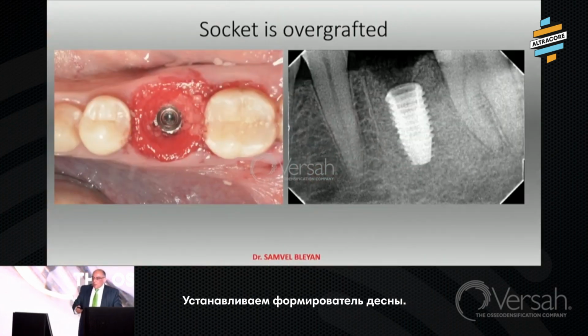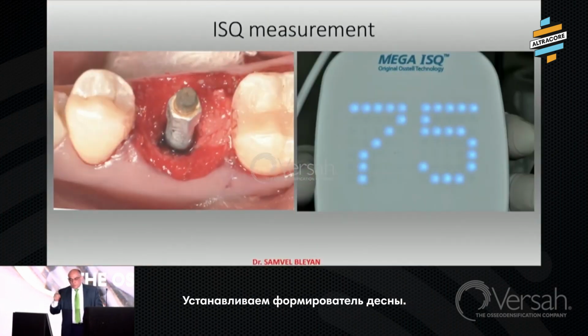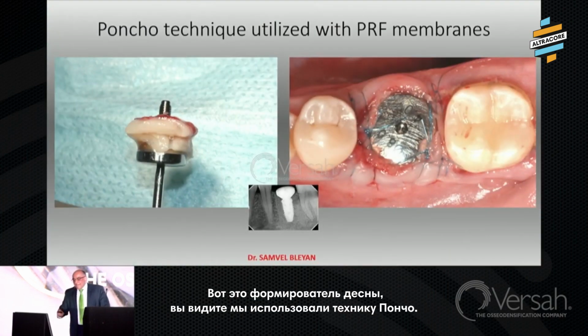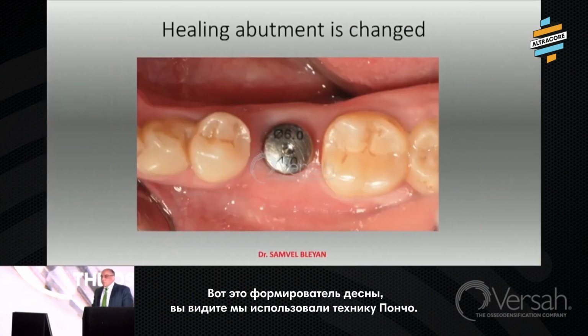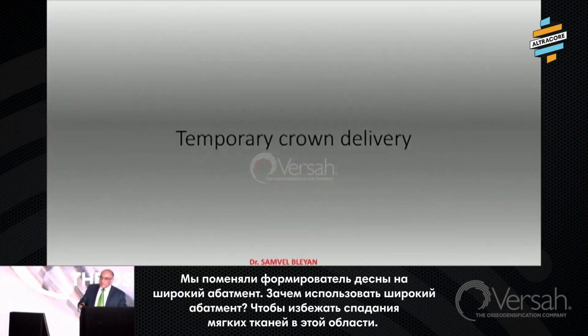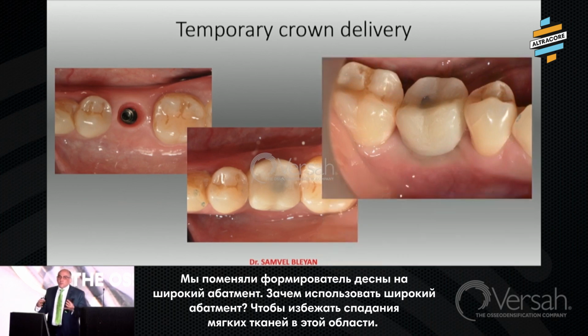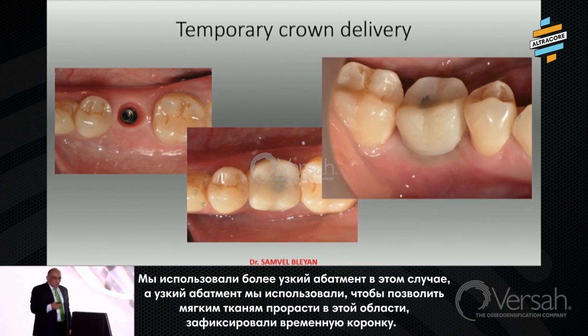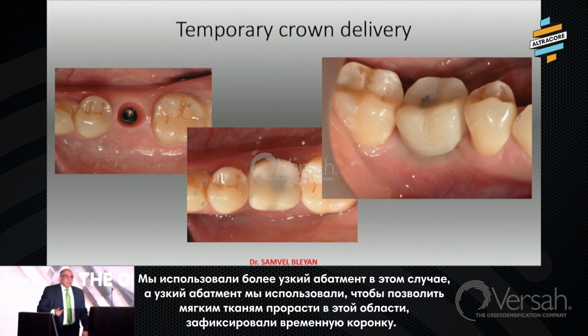Now we are placing our healing abutment. We, of course, look: 75 is its initial ISQ. It's amazing. We put the implant nowhere, in the air, practically. This is the healing abutment with poncho technique. This is healing. Of course, we changed this wide abutment. Why use a wide abutment? To protect our bone from slippage from the socket. Then we changed to a narrow abutment to allow soft tissue to ingrow there.